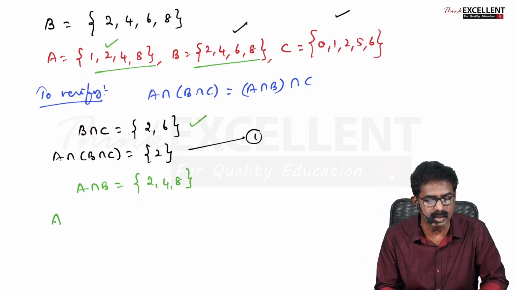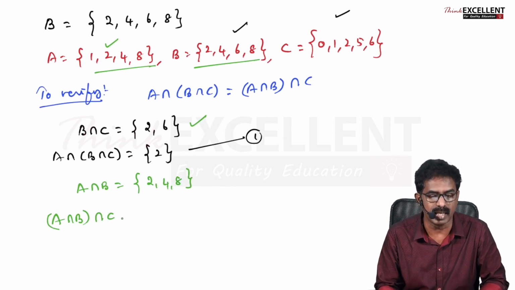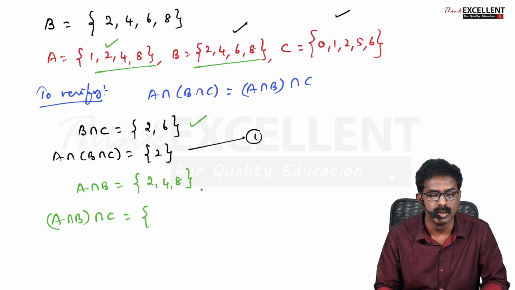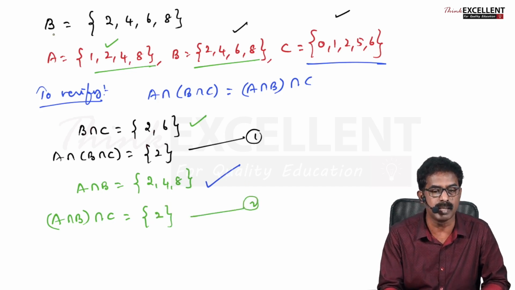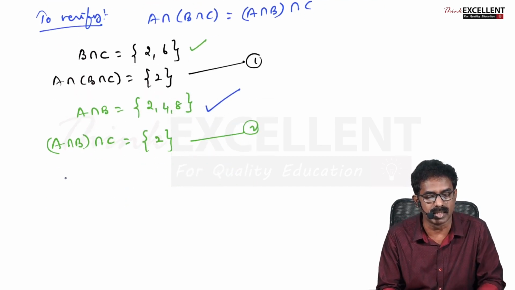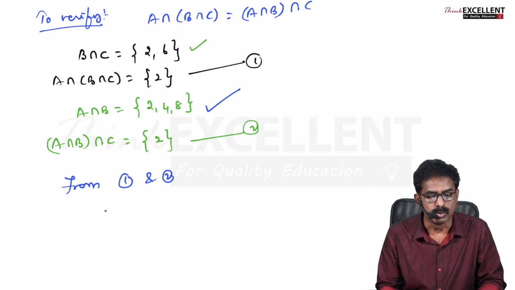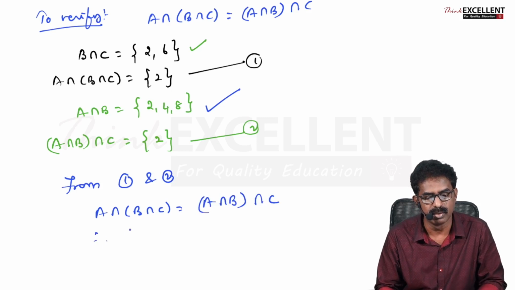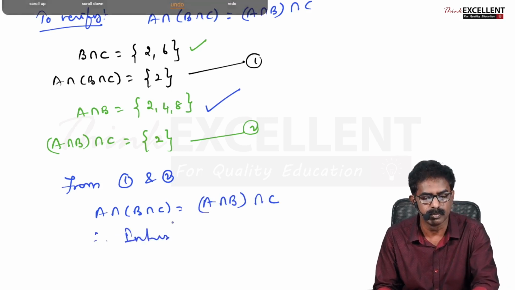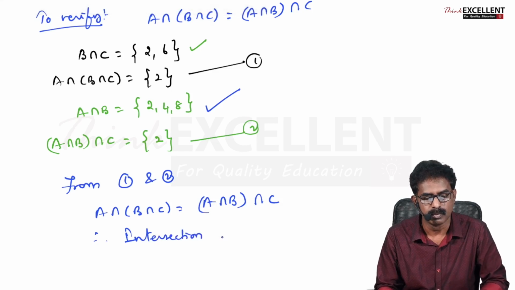Now we find (A intersection B) intersection C, right? Common to this A intersection B and C. See what is common in these two sets? 2 is common, 4 and 8 are not there, only 2 is there, right? Take it as 2. See, 1 and 2 must be the same, right? So both are the same, only 2, a singleton set. So from 1 and 2, you can say A ∩ (B ∩ C) = (A ∩ B) ∩ C, right? So therefore, intersection of sets is associative.